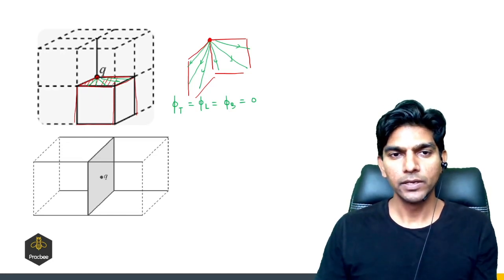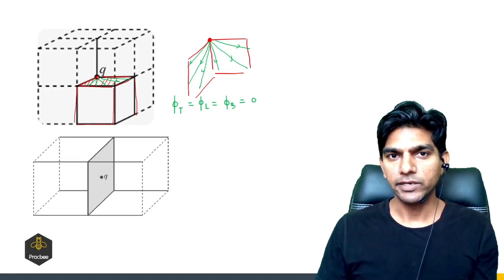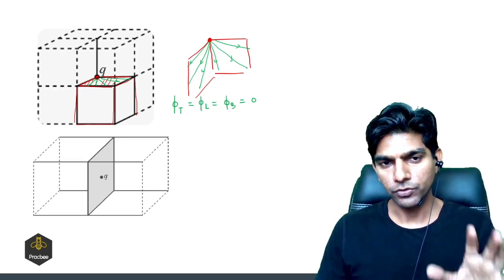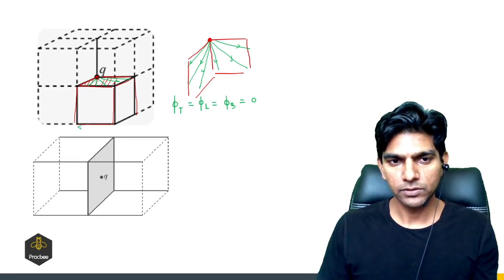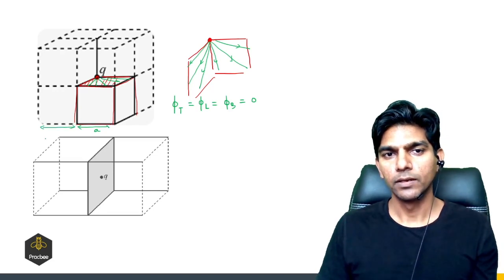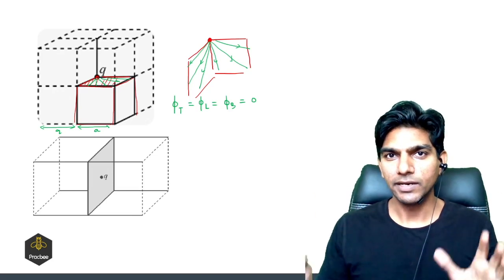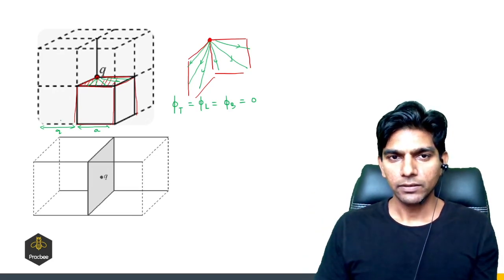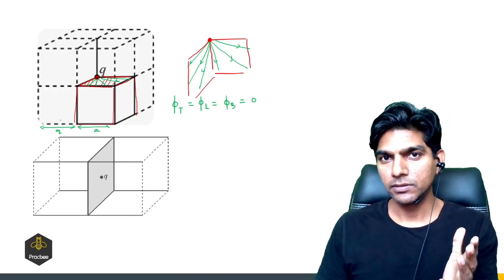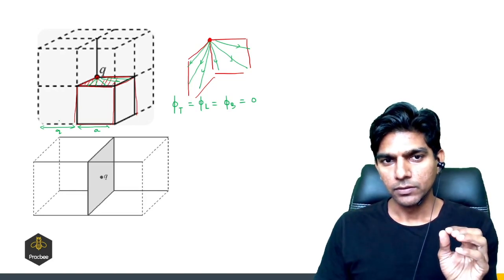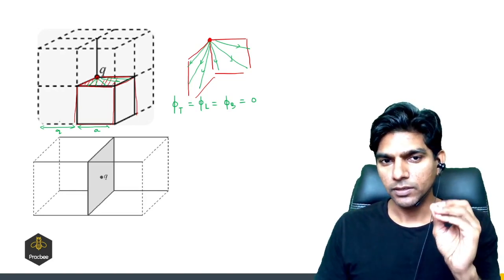So what we can do is assume that this charge q is placed at the center of a cube of side 2a. If this is A, we'll draw a hypothetical big cube, and this charge q is placed at the center of that big cube. Due to that, we can say this charge q is symmetrically aligned. So the flux linked with one of the cubes.